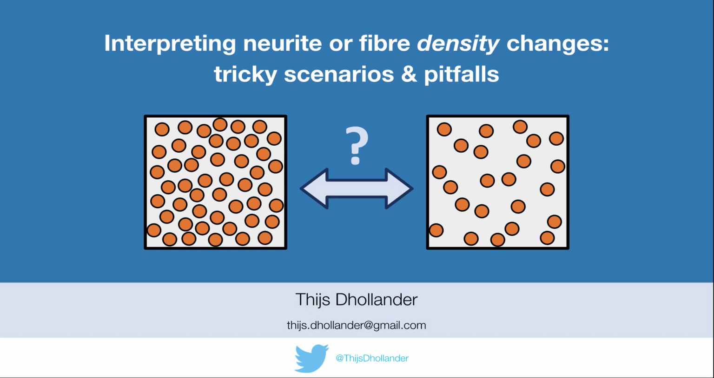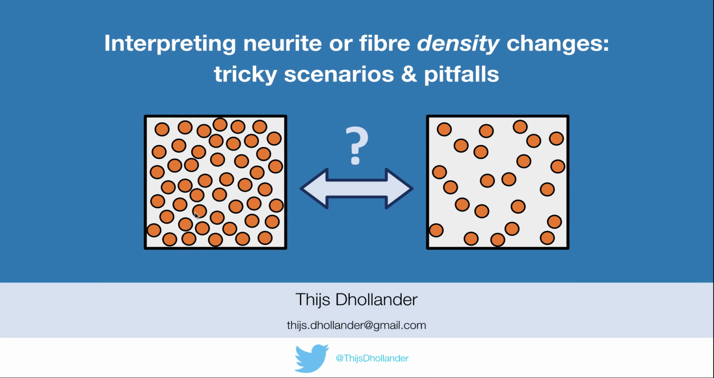Hello, my name is Thijs Dhollander, and today I will be talking about interpreting some of your diffusion MRI findings, namely those of neurite or fiber density changes. So the emphasis here is really on density metrics, and we'll come to see this is way more tricky than you probably expect.